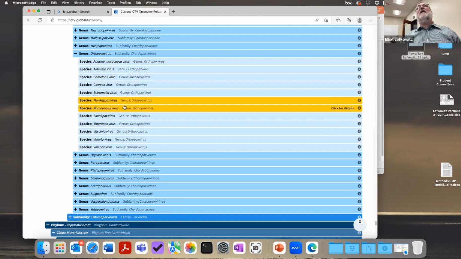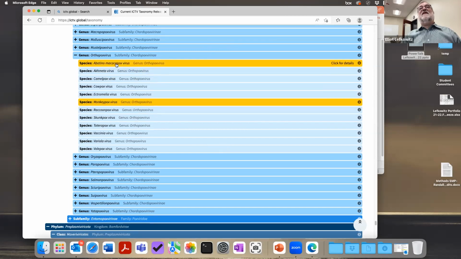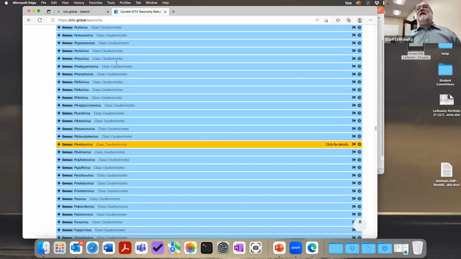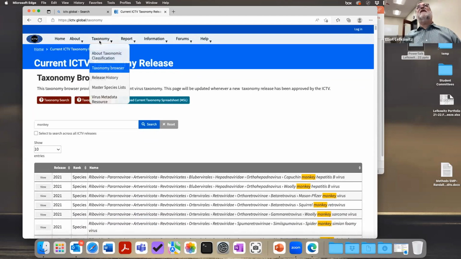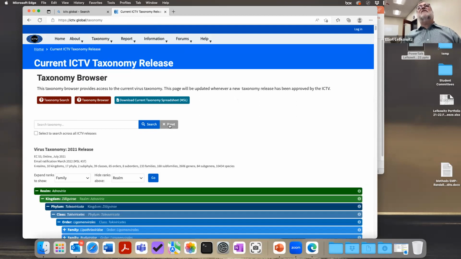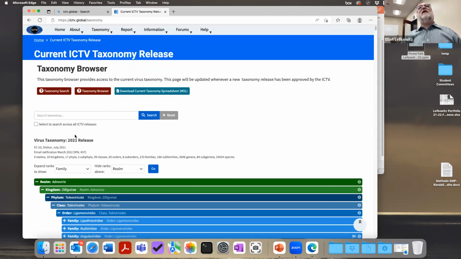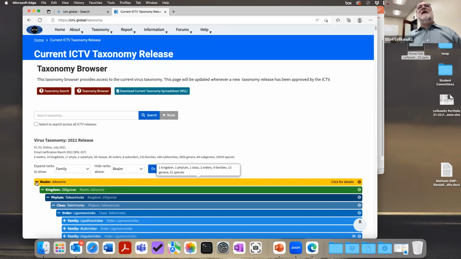And I can see that monkeypox is a member of the genus orthopoxvirus, which contains all of these other species here. And so that's the taxonomy browser that can give you access to all of the information in the ICTV. This is the current release here. Let me reset this. So the current release 2021 covers 10,434 species, and we have 6 realms.